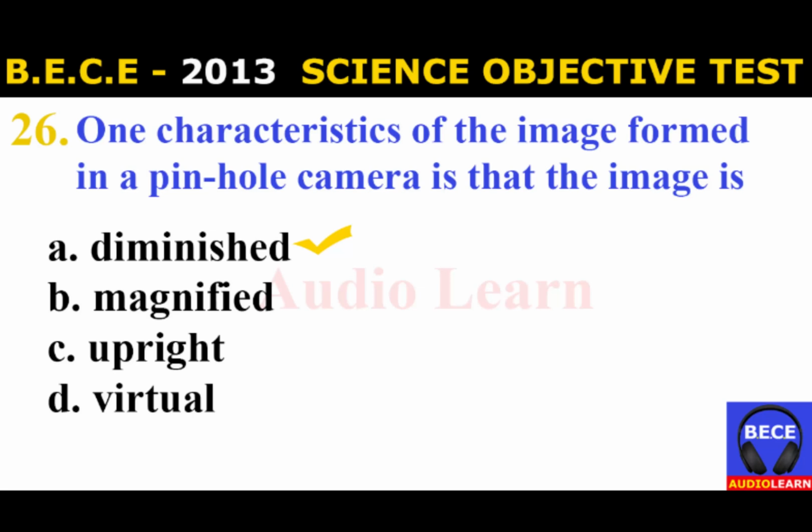Number 26. One characteristic of the image formed in a pinhole camera is that the image is A. Diminished. B. Magnified. C. Upright. D. Virtual. And the answer is A. Diminished. One characteristic of the image formed in a pinhole camera is that the image is diminished.